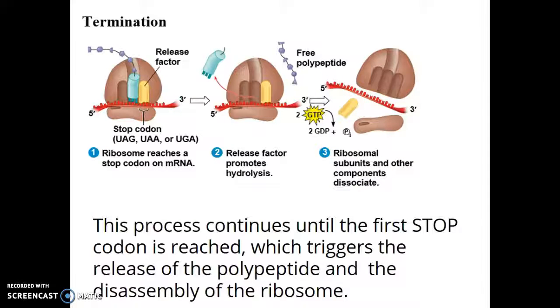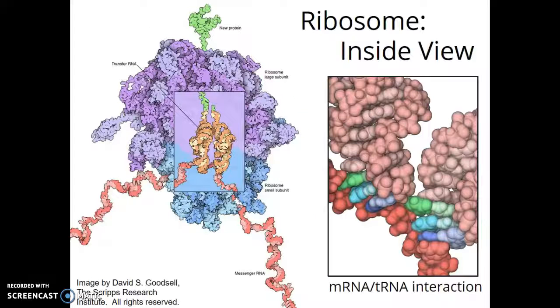Termination: when you do get to the end, you need to hit a stop codon. The stop codon is basically a release factor that doesn't have an amino acid on it. So when this comes in, no bond will be formed, and that will release the amino acid chain. This will promote a hydrolysis reaction and release everything. And then the subunit parts will dissociate, and you'll have a complete protein.